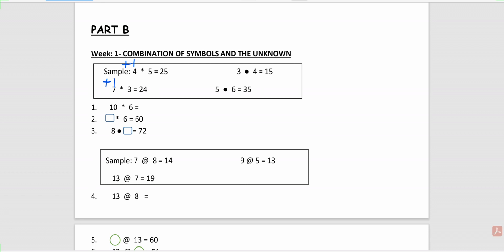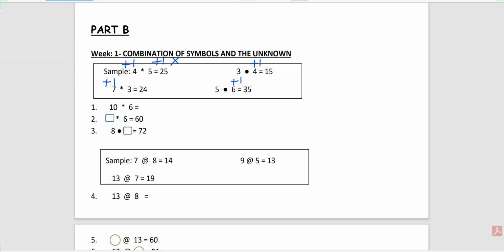Now, for the second one, I believe what we'll do is the same, but this time we are adding 1 to the second part. So 4 plus 1 is 5, 3 times 5 is 15. 6 plus 1 is 7, 5 times 7 is 35. So in the first sample, I add 1 to the first one and multiply. But in the second sample, I add 1 to the second one and multiply. So that is what we do.